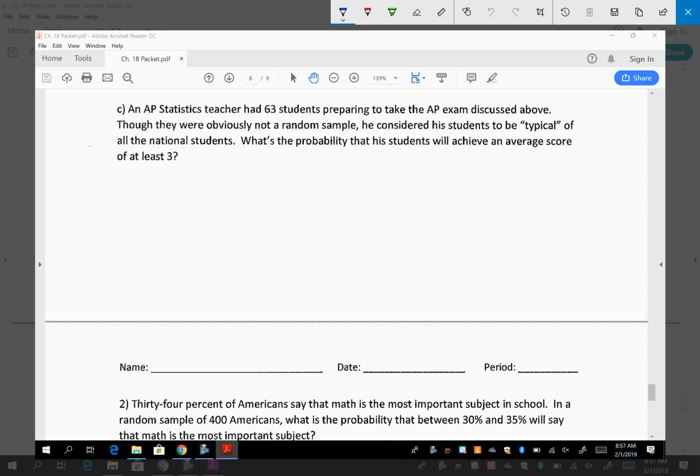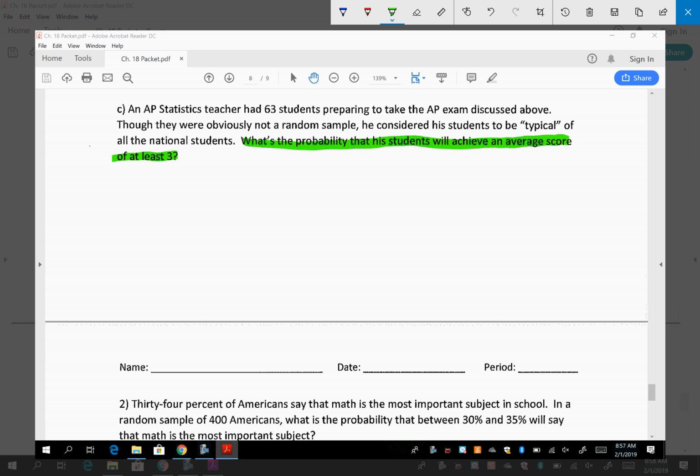Okay, so right there, the teacher is kind of saying, making our job a little easier. We're not going to check any conditions or make any assumptions for this problem. This is a problem that I would call an application problem. All that work we just did for 15 minutes was to set up this problem. So when it says, what's the probability that his students will achieve an average score of at least 3, I'm going to compare what I think is going to happen compared to a model. But it's a different model than we just made.